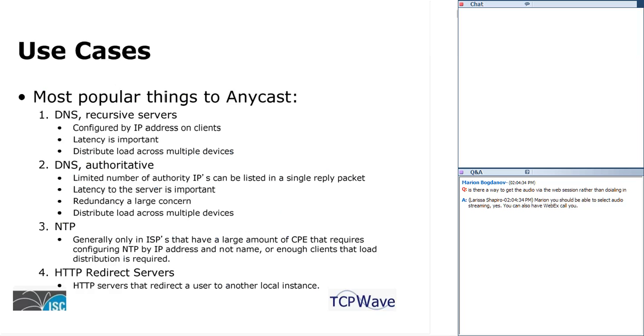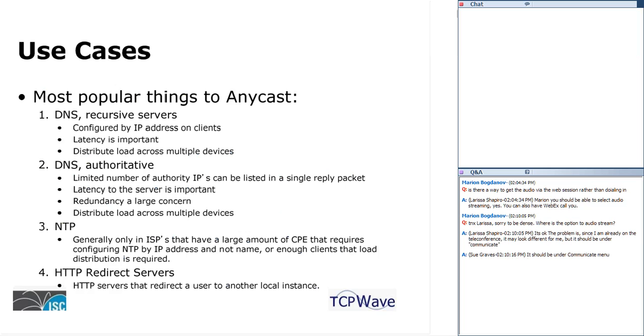Most popular things to Anycast, I've listed them there. The most typical one by far is DNS, both in the recursive and the authoritative sides. Recursive servers for DNS are Anycasted normally in the local network, so they use local Anycast because normally you want your recursive server to address only your customers or your users, not the rest of the internet. You don't want to get into trouble for that.